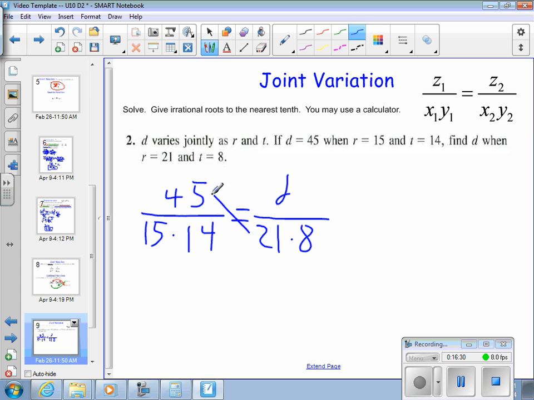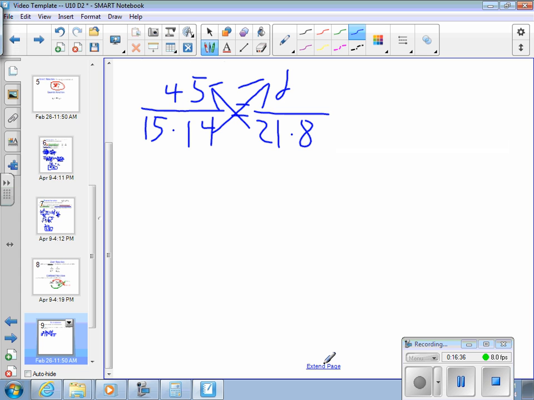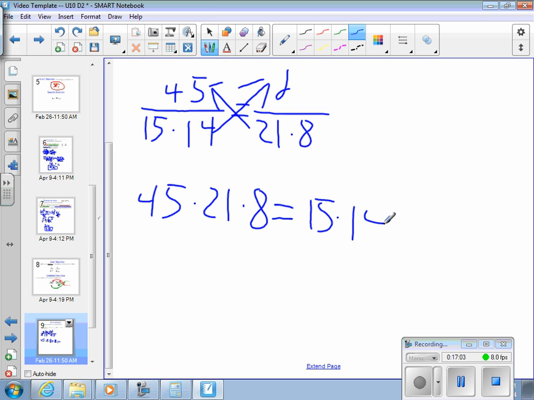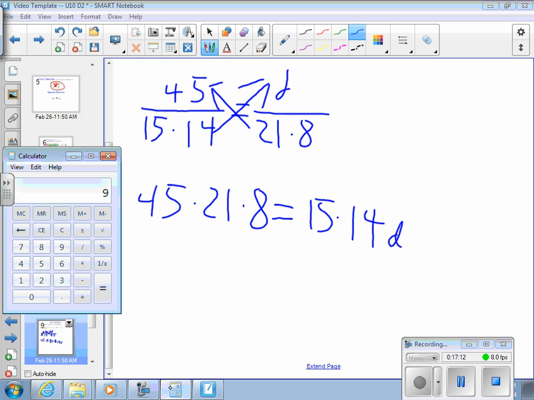So now we need to cross multiply here. So I'm going to get 45 times 21 times 8. Sorry, that's supposed to be an 8. Let me fix that. 45 times 21 times 8 equals 15 times 14 D.